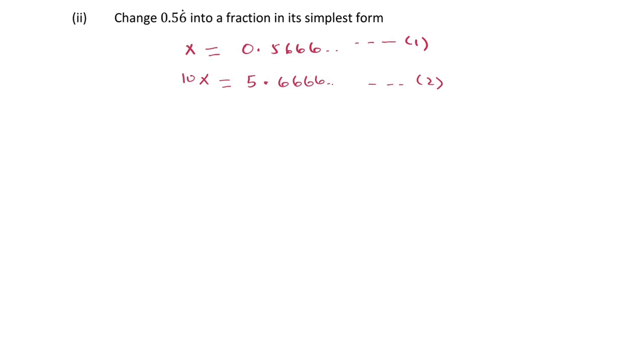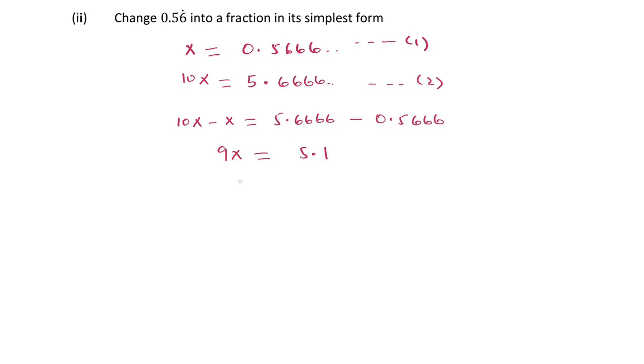Next we are going to take equation number 2 minus equation number 1. Then our equation is going to be 10x minus x equals 5.6666 and so on minus 0.5666 and so on. Solving this, we have 9x equals 5.1. Next let us divide by 9 both sides.